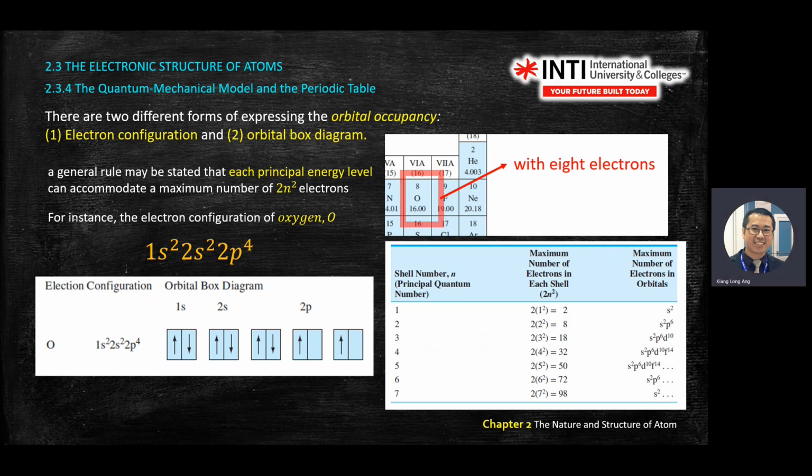Because P is what? P is 1. So here you get 3. 3 subcells means you draw 3 boxes. You fill in, you know that you have 4 electrons. You fill in positive, negative, meaning go up, go down. The remaining 2, you need to fit into the lanes.